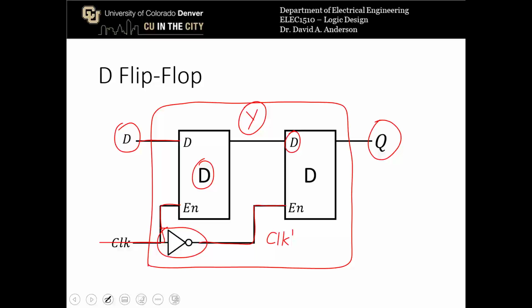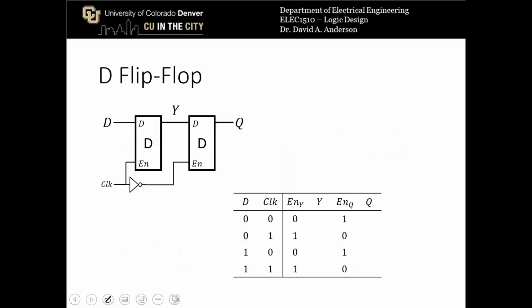Again, flip-flops are edge-triggered devices rather than latches being level-triggered devices. And so we're going to explore how that works in the next slide. So again, we've got the D flip-flop here constructed out of two D latches. Now let's fill in a truth table to see how the behavior works.